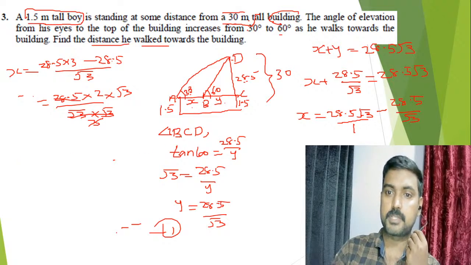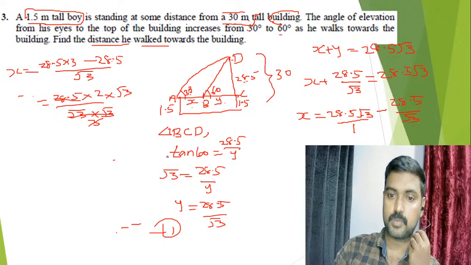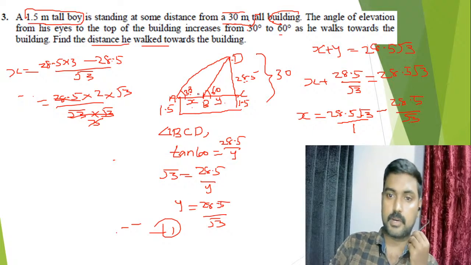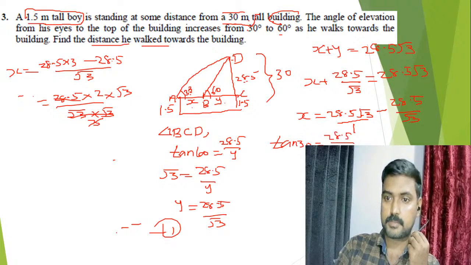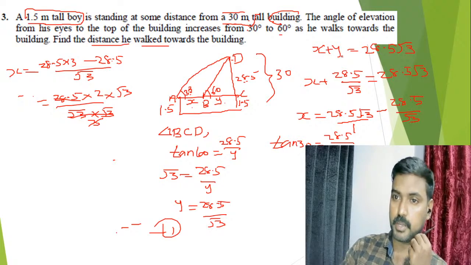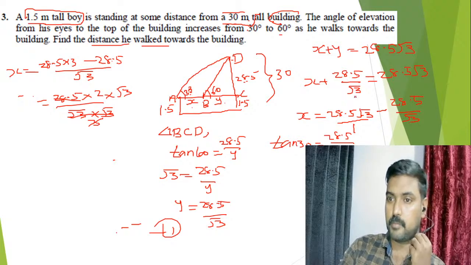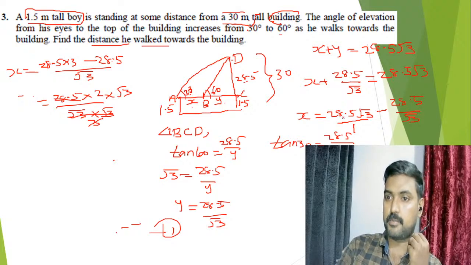So once again you observe here, we got x plus y is equal to, we got the answer what? Tan 30 is equal to. Can you recall that tan 30 is equal to what we written? The opposite side 28.5 divided by x plus y, that we written. So x plus y we bring here and tan 30 to here, so we get 28.5 by x plus y is equal to 28.5 root 3. Then y we get 28.5 by root 3. That we transposed to there and we cross multiplied.